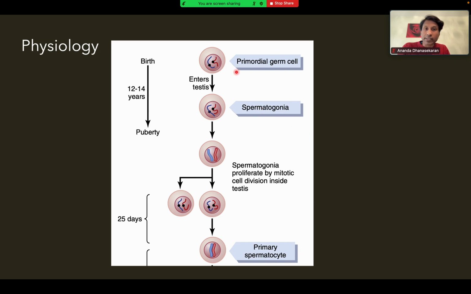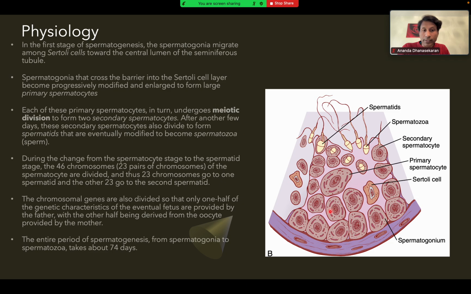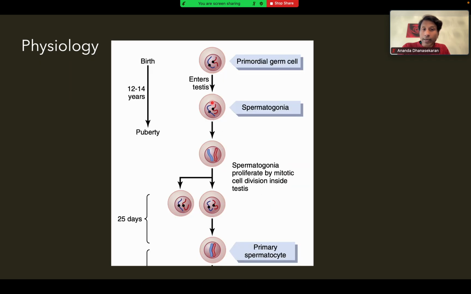So in this flow chart, you can see that the primordial germ cell enters the testes and stays as spermatogonia. This is the spermatogonia. And the spermatogonia remains dormant from birth to puberty, so approximately 13 years. And spermatogonia divide by this mitotic division into two cells to form the primary spermatocyte. It is mitotic. As I said, mitotic means the same cell will become two cells. The same chromosomes, 46, will be here in 46 pairs.